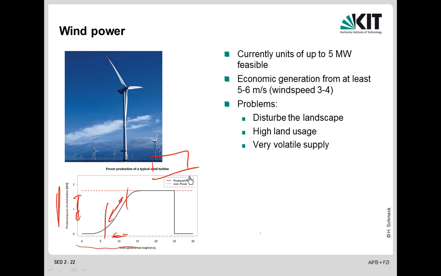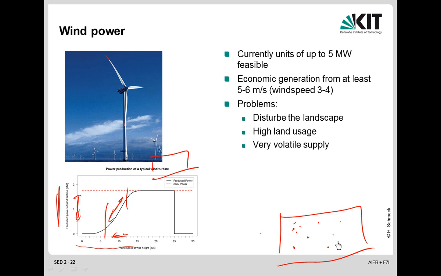Problems are that they disturb the landscape. You know, there are all kinds of objections of people who don't like to have wind power plants in their backyard. They all are very fond of having wind power plants in principle, but there is this NIMBY attitude, which is an abbreviation for not in my own backyard, or not in my backyard. Yeah, it should be there, certainly, but it should not disturb the nice landscape that I have. It's high land usage. Certainly, if you want to put these plants somewhere, you cannot put them very densely. They need to be placed such that they don't take the wind from each other.